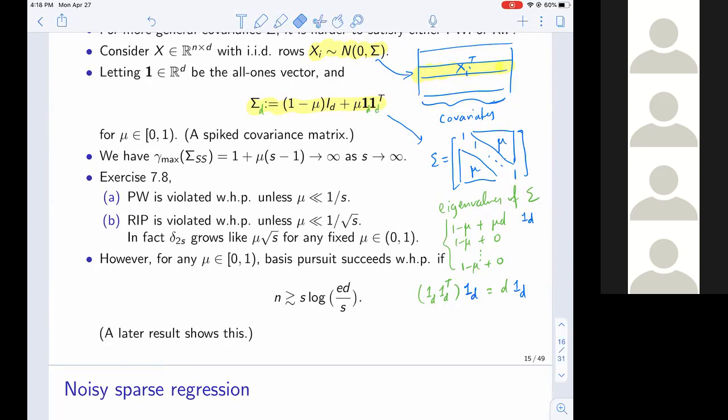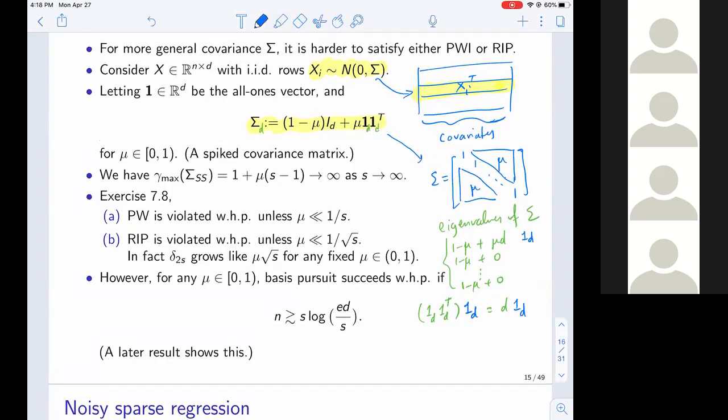Why this is interesting is because this notation is your book's notation, maximum eigenvalue. By the same argument that I did, if you look at the S by S submatrix of this, it is another matrix like this, but S-dimensional. So the eigenvalues would be exactly this, but with D replaced with S. And so the largest eigenvalue of sigma SS is going to be 1 plus mu times S minus 1. It comes from this with D replaced with S.